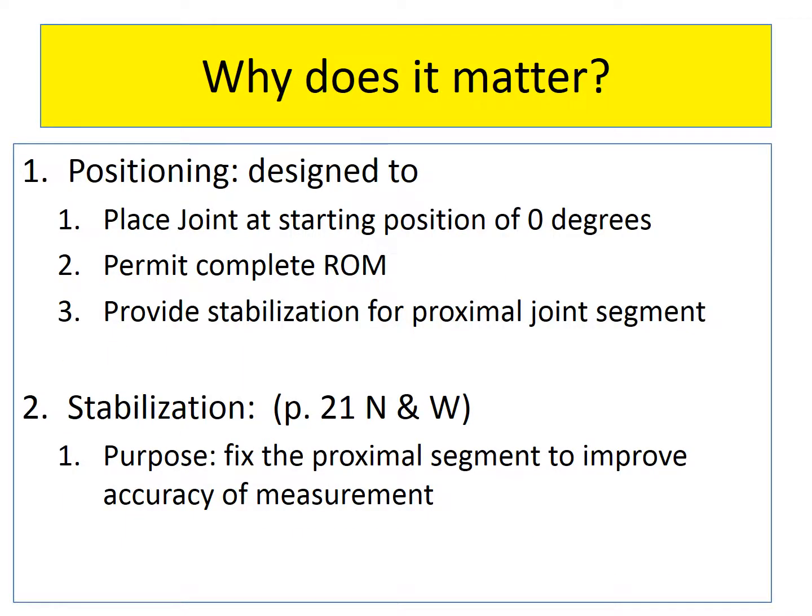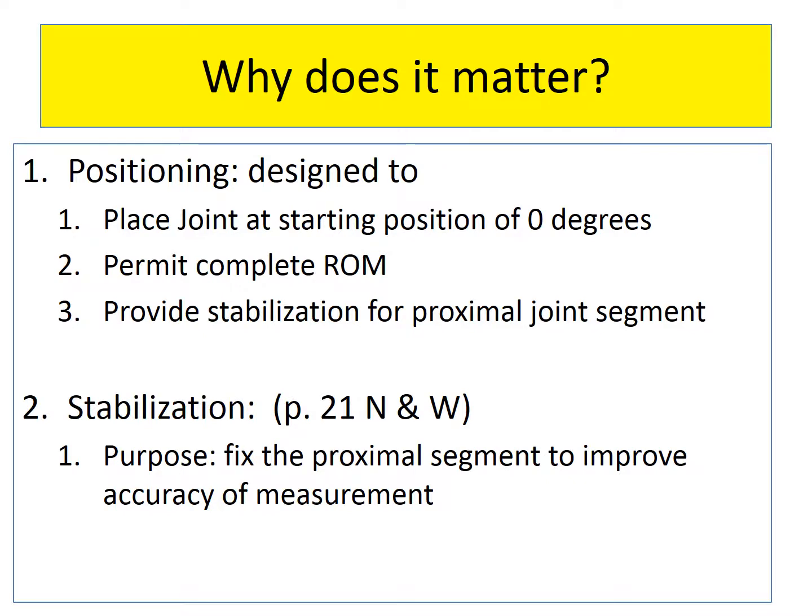Why is positioning so important? Well, it places the joint in its starting position so that you are starting your measurement at 0 degrees. It also is in good alignment to allow for a complete range of motion. And it will also provide stabilization for the proximal joint, the part of the joint that is not moving.